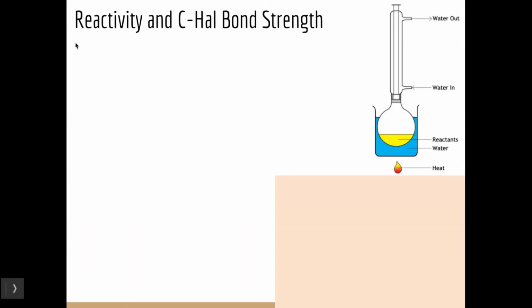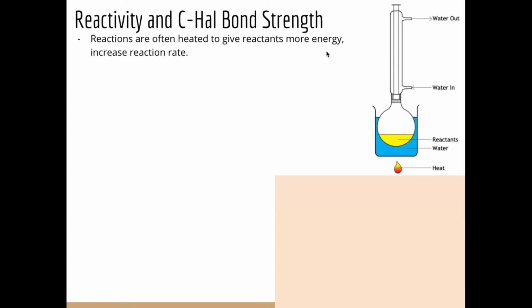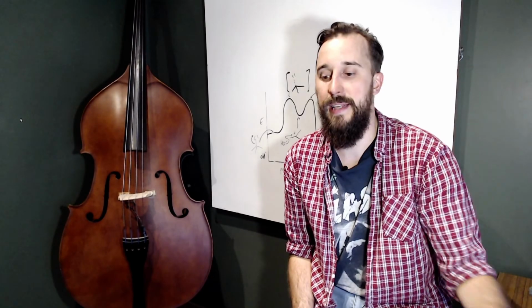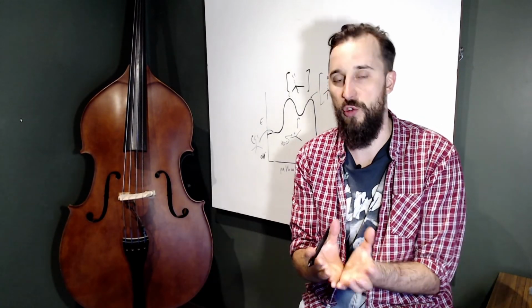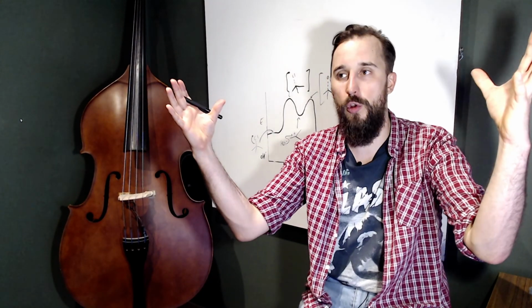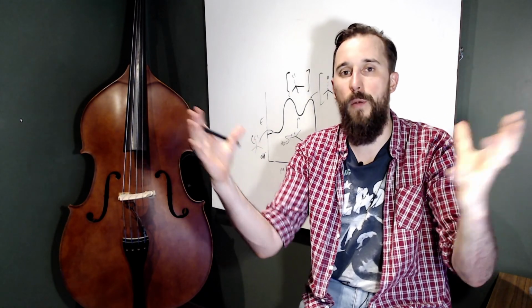Okay, let's talk a little bit before finishing today about reactivity and that carbon-halogen bond strength. Reactions are often heated to give reactants more energy, and this will increase the reaction rate. But if we have volatile organic compounds and we heat them up, they're going to go into the gaseous phase. And if they go into the gaseous phase and we've got no way to control that, they're just going to dissipate and we're going to lose all our reactants and all our products and we won't make a reaction.